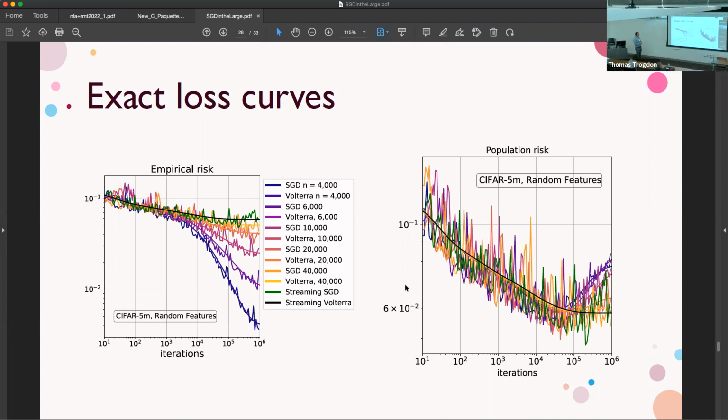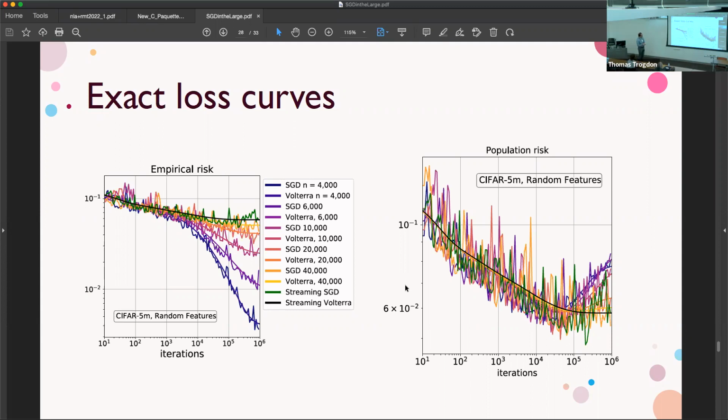And then we trained the car boat classification problem on it, and we did a random features regression. So this is the empirical risk, the actual norm of the residual in the least squares problem that you're running. Okay, the algorithm is random. The Volterra is deterministic. So it captures the eventual mean behavior of the loss. We also show the population risk.